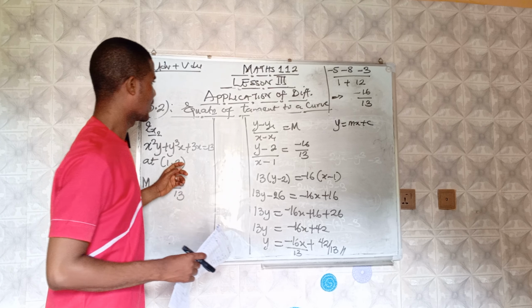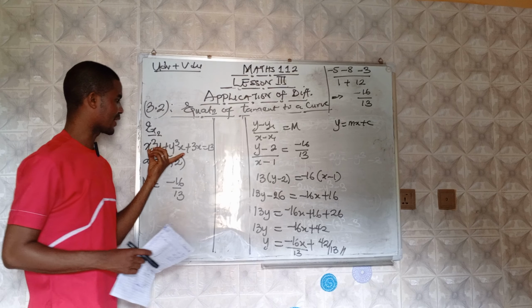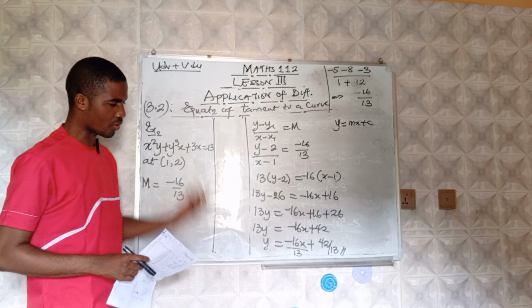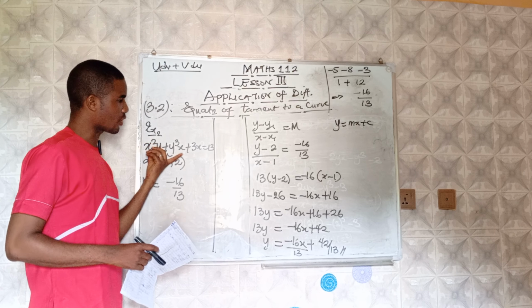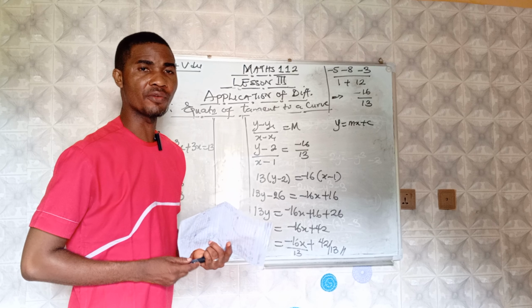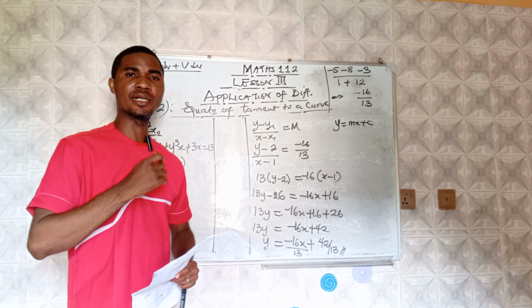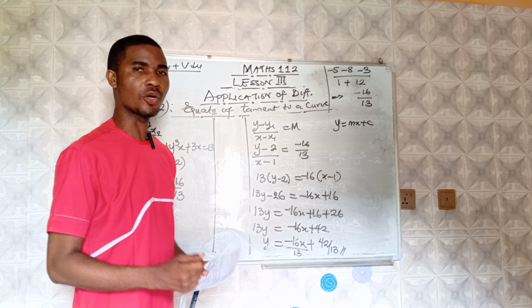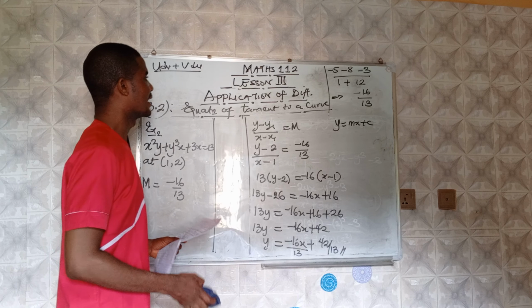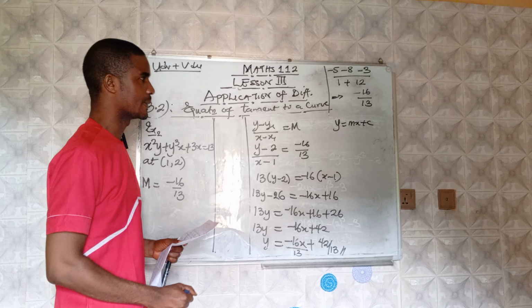So you've seen where we are given an implicit function as an equation. This is what we call application. We have learned all these things, so we are just applying it to get the tangent to a curve. We have applied it to get the slope of a given curve at a given point. So that will bring us to the end of equation of tangent to a curve.